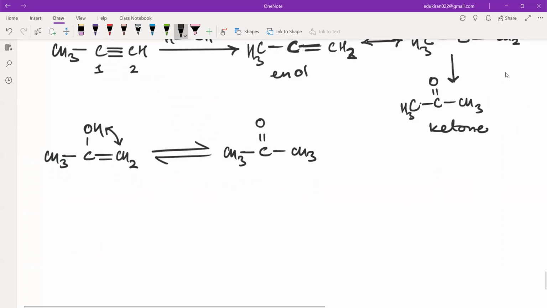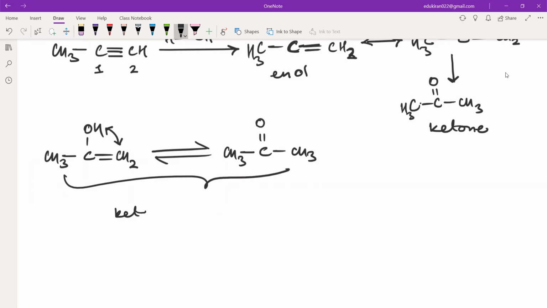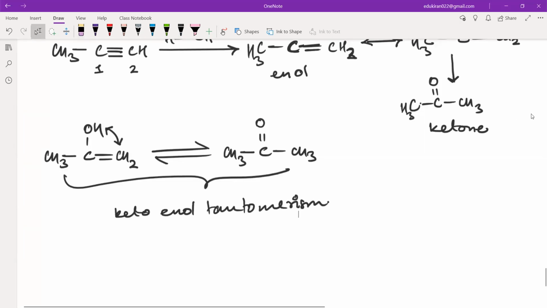Now both of these are present. Okay, don't say that only this is present or only this is present. Both of these are present, and this is known as keto enol tautomerism. Okay, so you get this, yes or no? Please tell me. Clear, sir.